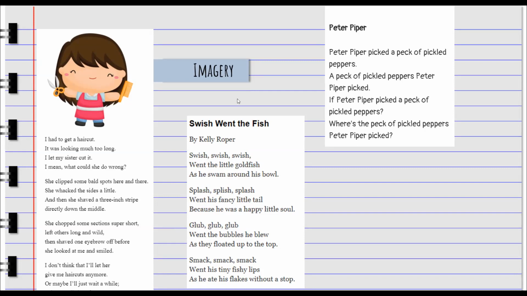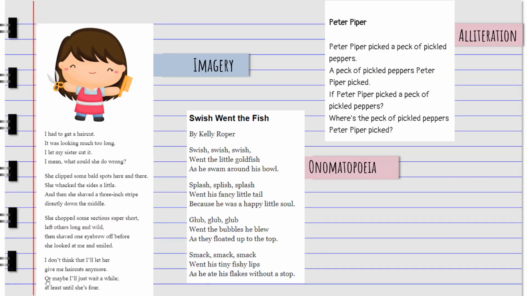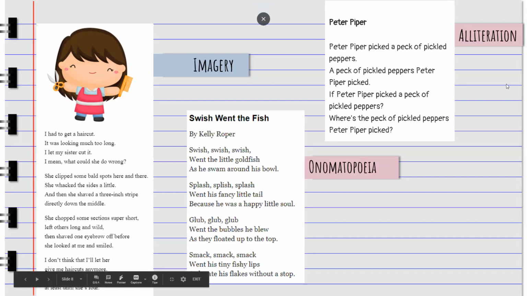So in this poem, the words swish, swish, swish, splash, splish, splash, glup, glup, glup, smack, smack, smack, those words are sound words. Sound words are called onomatopoeia. That is when a word imitates the sound it makes. Remember, think about Spider-Man, how he fights that bad guy, and you see those words, pow, boom, bang. That's onomatopoeia.